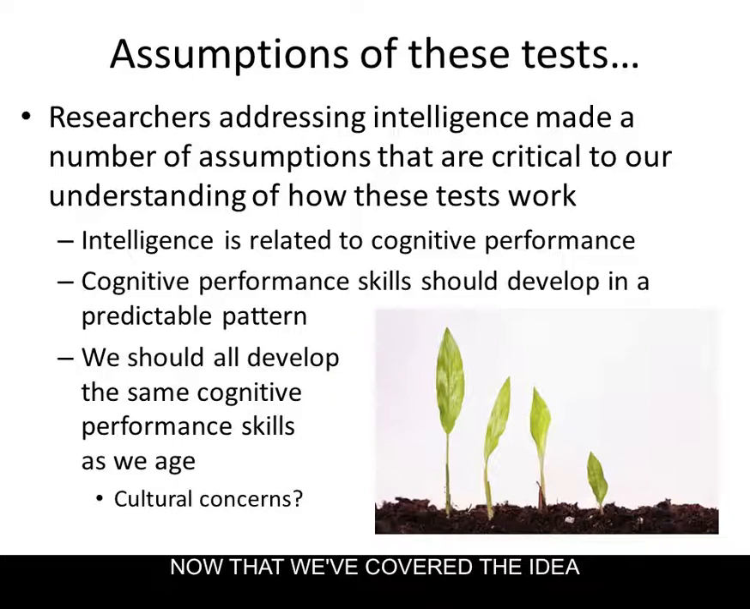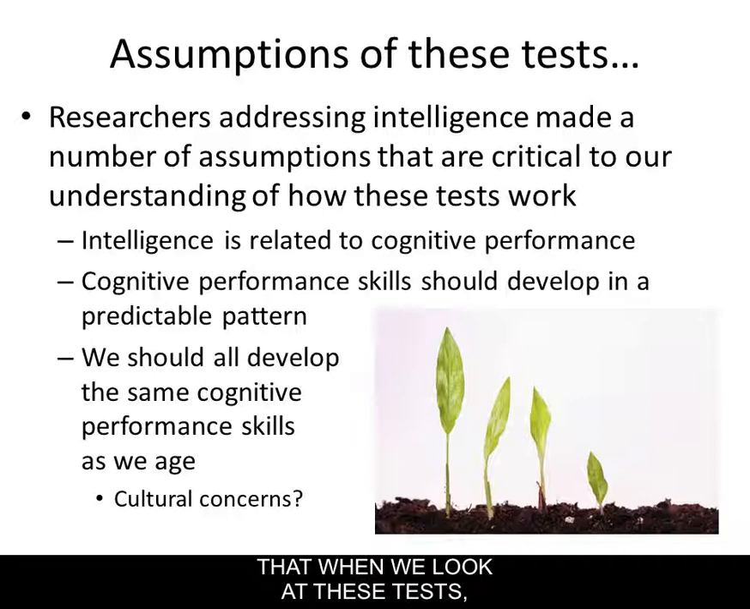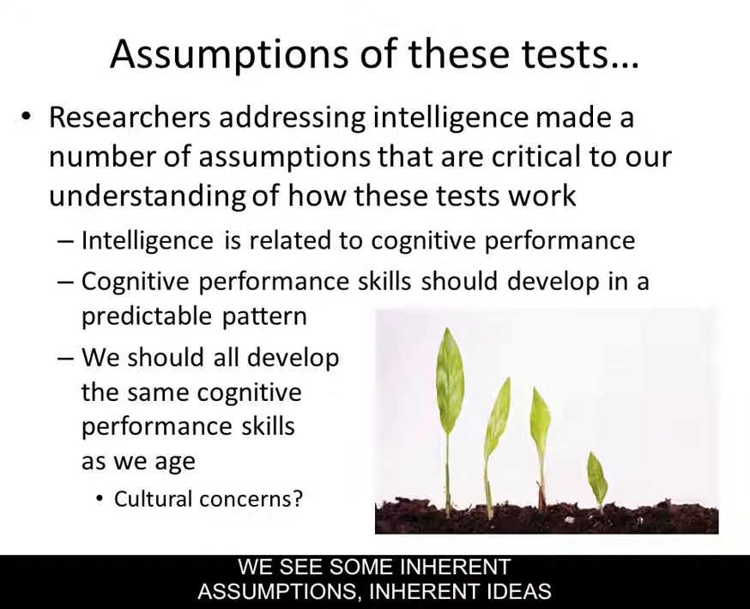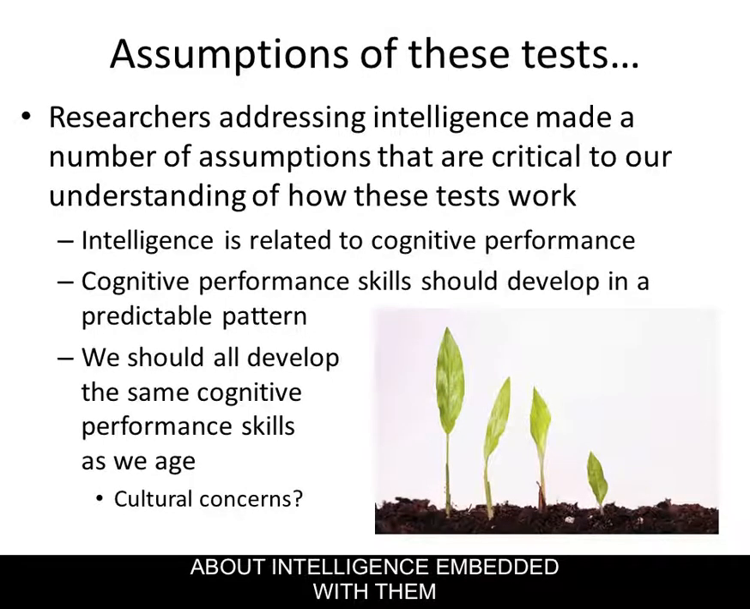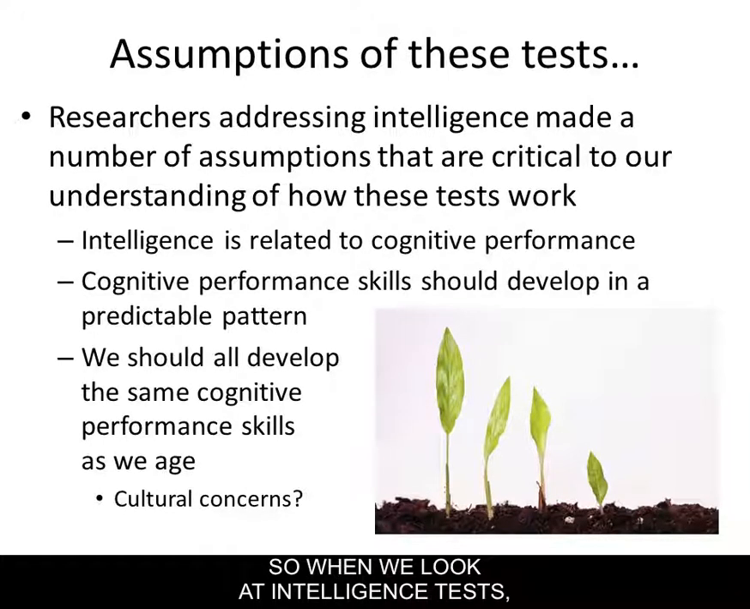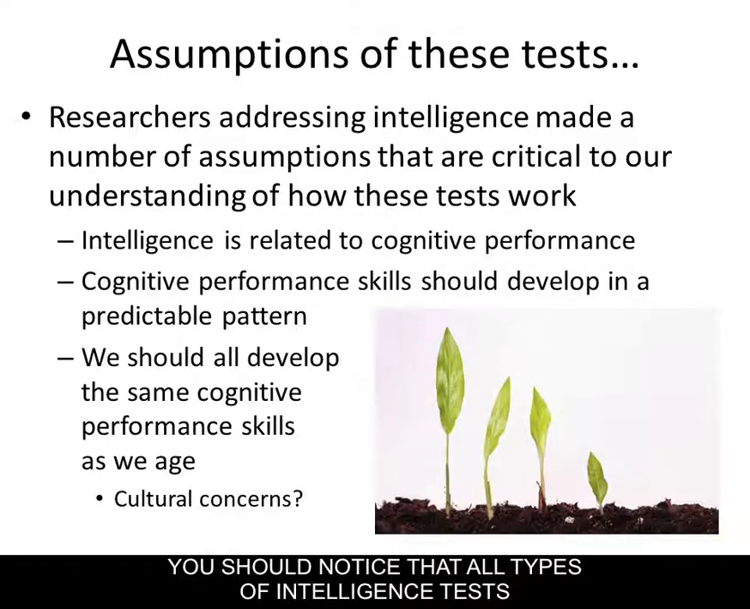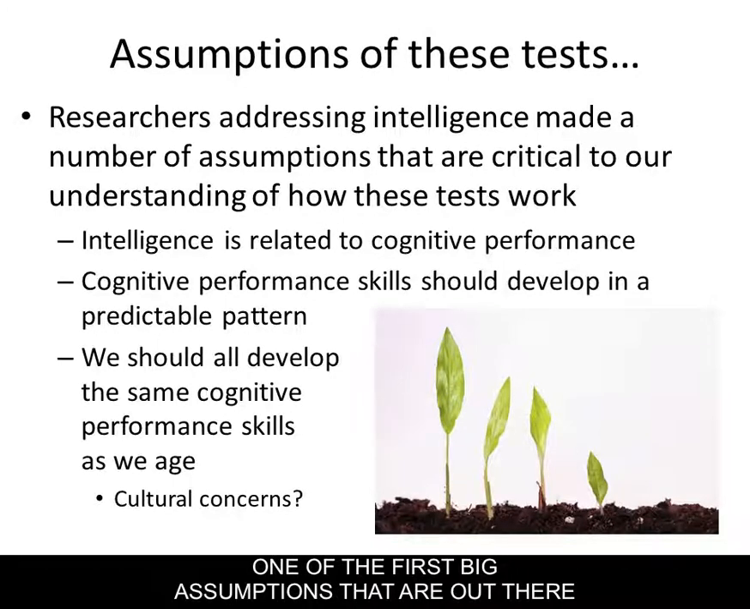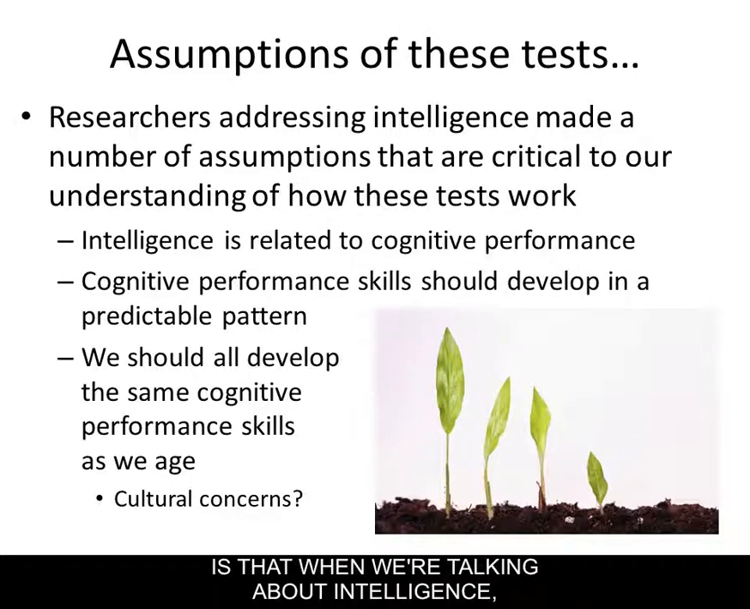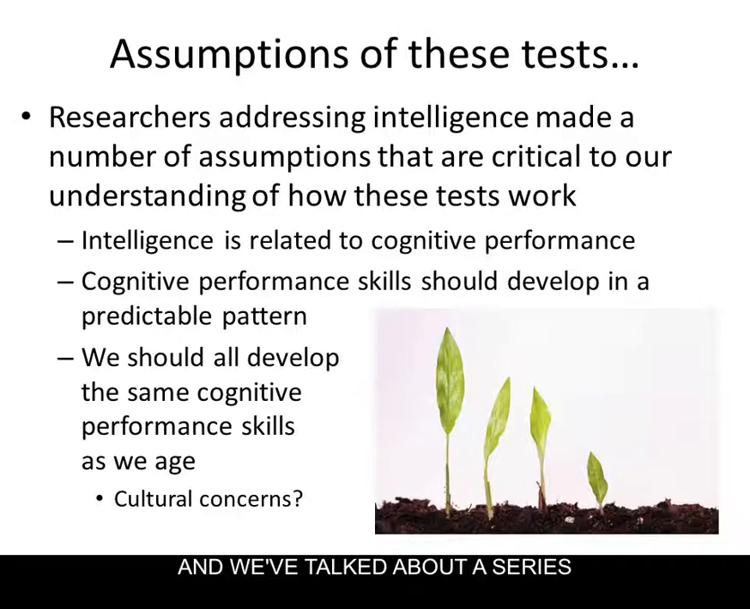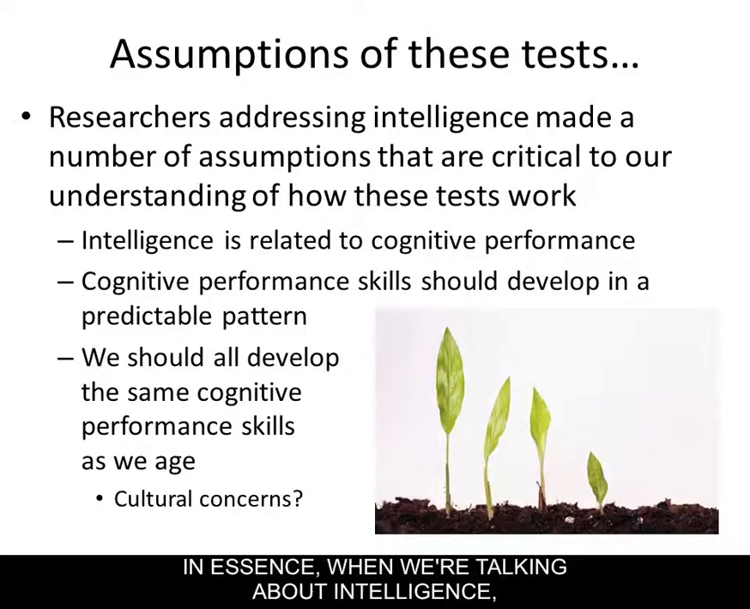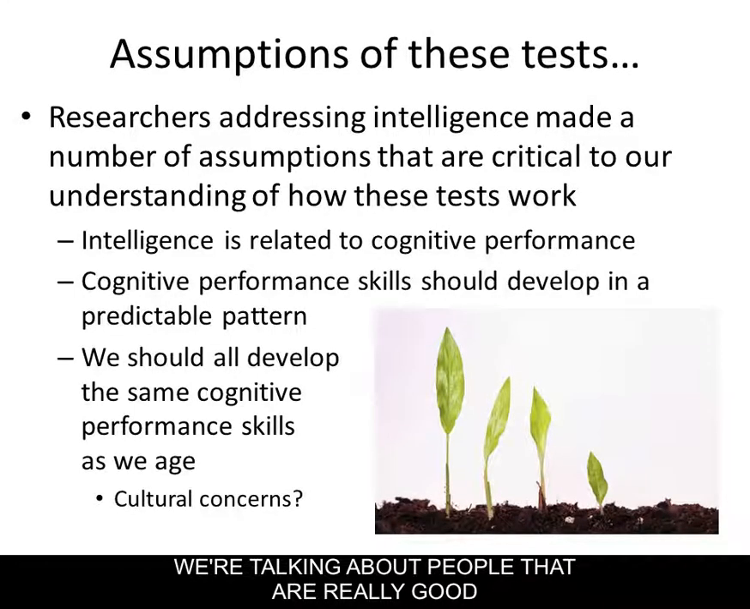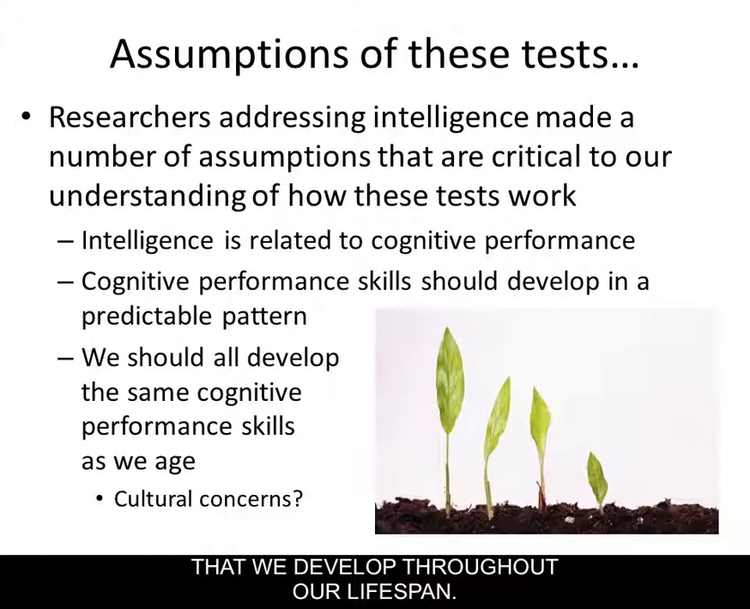Now that we've covered the idea of different intelligence tests that we have, I do want to mention the fact that, when we look at these tests, we see some inherent assumptions, some inherent ideas about intelligence embedded with them that are really, really important. So when we look at intelligence tests, you should notice that all types of intelligence tests that have been used over the years operate under a set of assumptions. One of the first big assumptions is that when we're talking about intelligence, we're talking about cognitive skill performance. So we've talked about a series of different cognitive abilities that are available. In essence, when we're talking about intelligence, we're talking about people that are really good at specific cognitive skills that we develop throughout our lifespan.